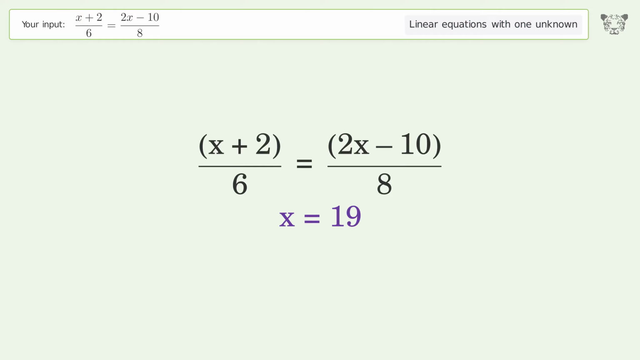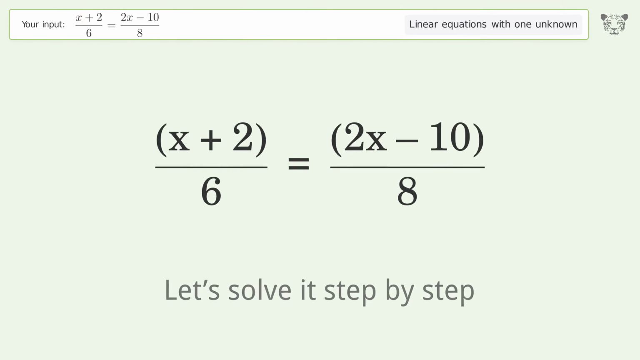You ask Tiger to solve. This deals with linear equations with one unknown. The final result is x equals 19. Let's solve it step by step.